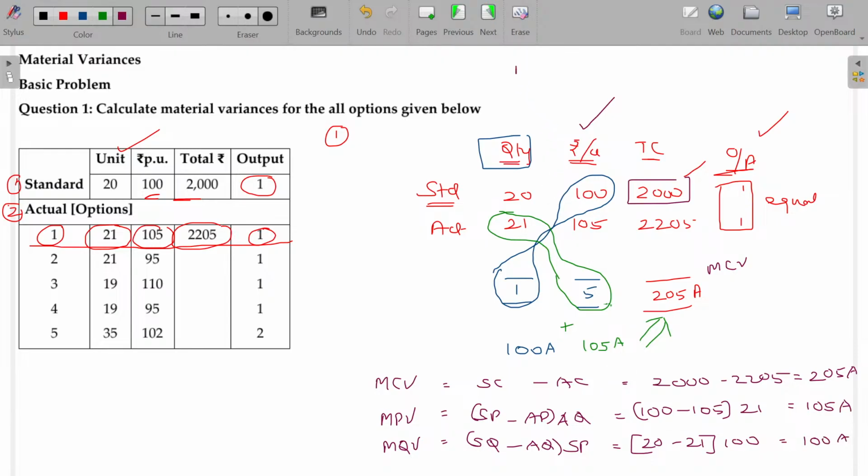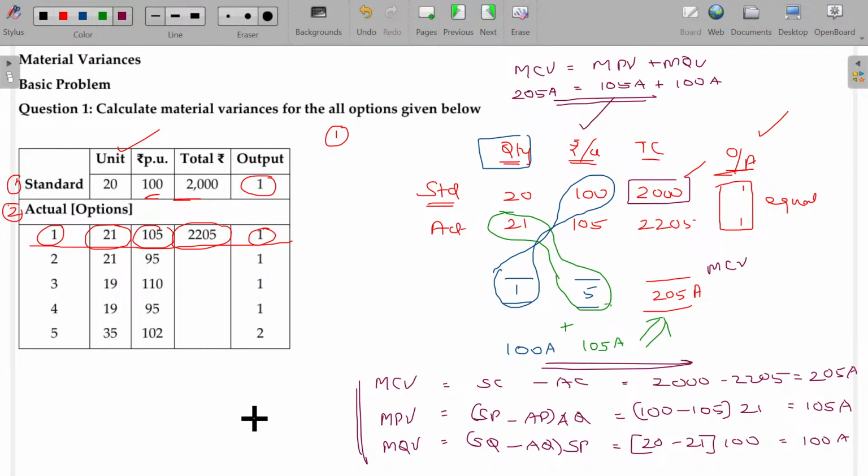Check. Material cost variance is nothing but the broken down value of material price variance plus material quantity variance. You can cross verify this one also. Material cost variance in this case being 205 adverse, material price variance being 105 adverse, and material quantity variance being 100 adverse. Is that clear? Hope now you'll be able to understand this part. Any doubts here?